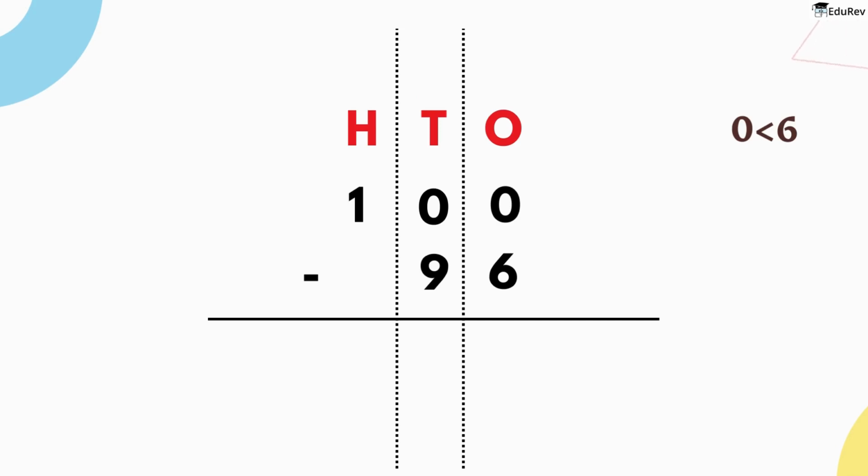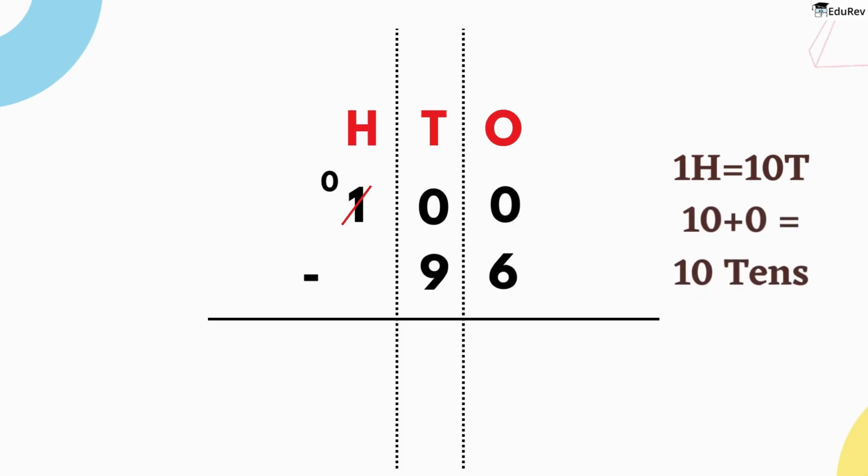We borrow from the tens place. What do you see, students? The tens place is itself a 0. What will we do now? Don't worry, we will borrow from the hundreds place. Take 1 from hundreds column. 1 becomes 0 in the hundreds column. 100 is equal to 10 tens. So, add 10 to 0 in the tens column. So, in the tens place, we have 10.